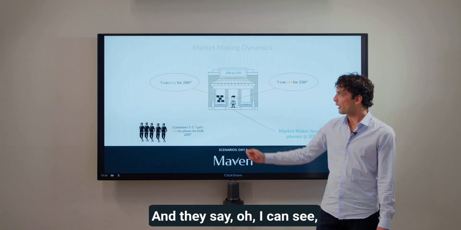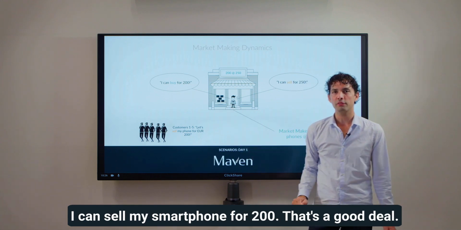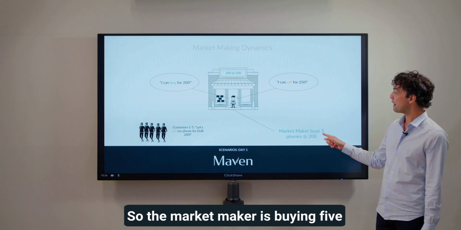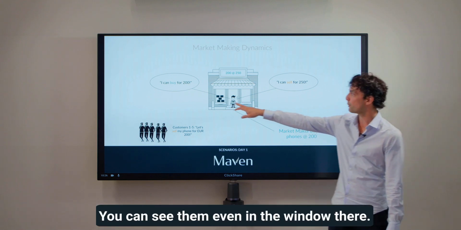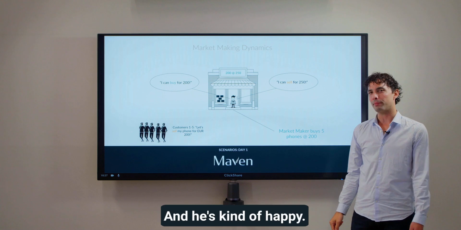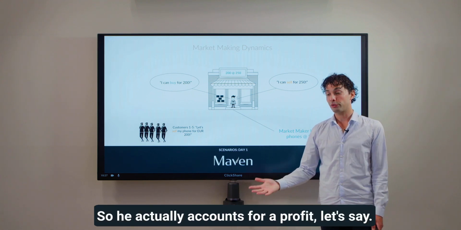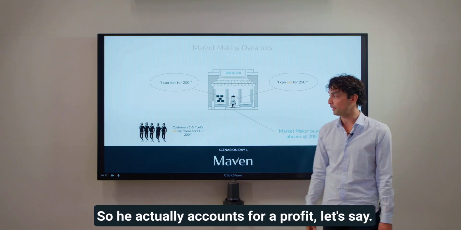And they say, I can sell my smartphone for 200. That's a good deal. Let's do that 5 times. So the market maker is buying 5 smartphones at a price of 200. You can see them even in the window there. And he's kind of happy. He bought 5 iPhones at a price lower than 225. So he actually accounts for a profit, let's say.